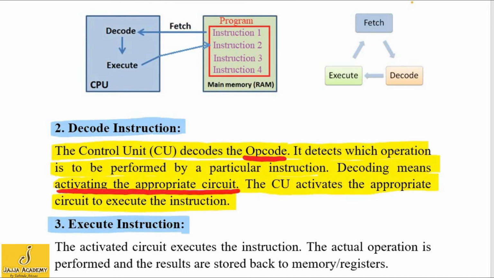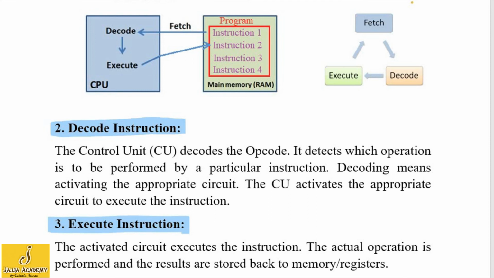And finally, in the third step, the execute instruction step, the activated circuit executes the instruction. The final execution is performed in the execute instruction step, and the actual operation is performed, and the results of that particular execution are stored back to the memory or CPU registers. Memory or registers both are storage areas used by the CPU. All these three steps are repeated for every instruction of the program.